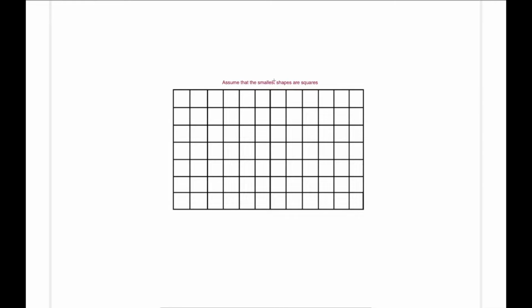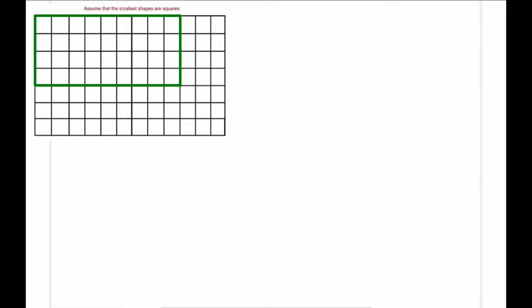So we're going to assume that the smallest shapes are all squares. These cells are all squares. We're not going to work with the entire figure to develop a formula. We'd rather look at a smaller version of a rectangle. So we're going to look at this green rectangle, which is smaller than the biggest figure here. That will be enough to derive a formula that will help us find the total number of squares, tilted and upright, in this largest figure, for any rectangle of any size.